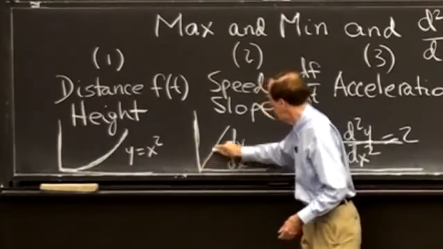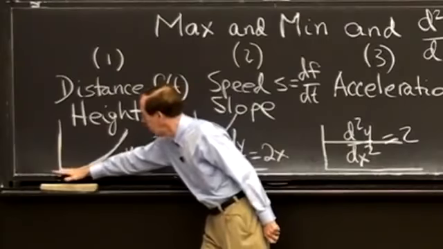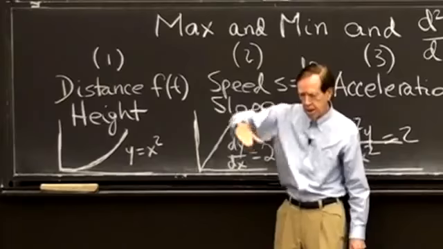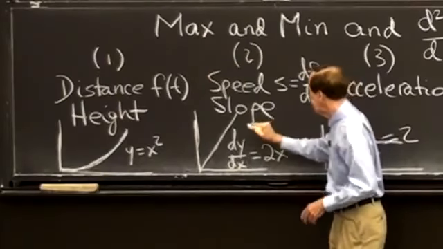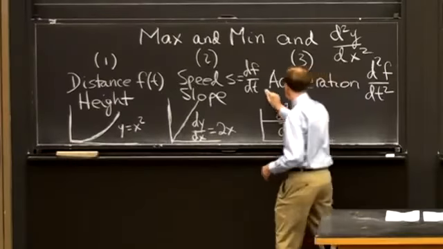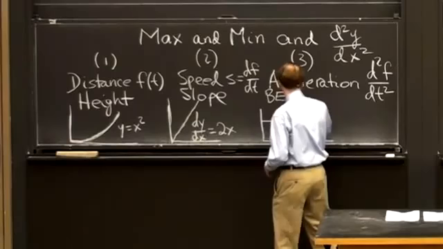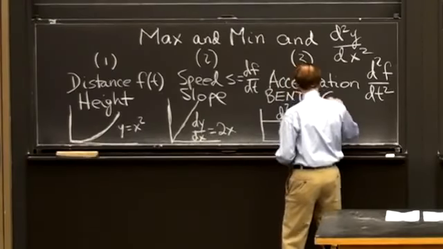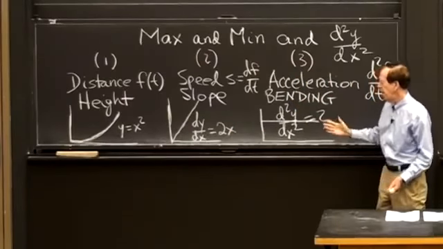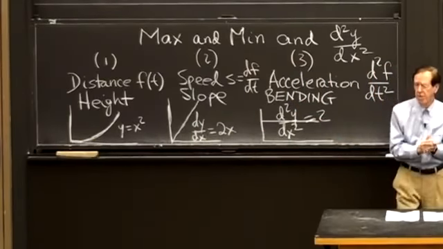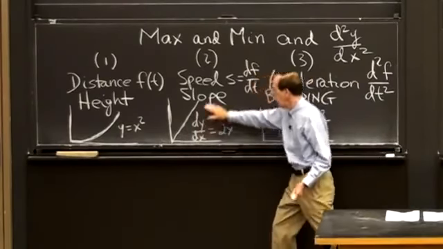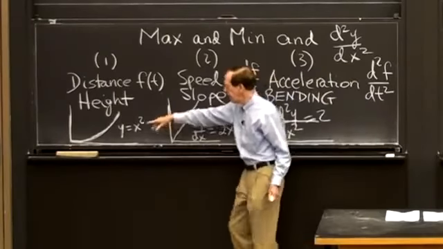So we see the slope increasing. And you see on this picture, the slope is increasing. As x increases, I'm going up more steeply. Now it's the second derivative, and what shall I call that? Bending. Bending is the natural word for the second derivative on a graph. The derivative of 2x is 2, a positive constant, and that positive constant tells me that the slope is going upwards and that the curve is bending upwards.